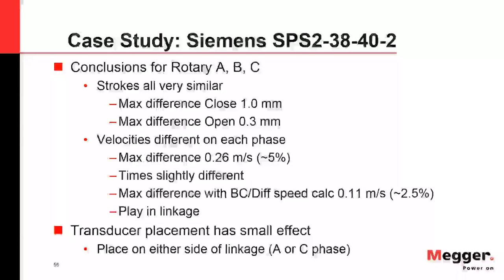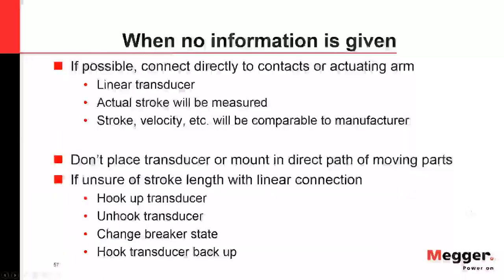So I think we're winding down on time here, but a couple of things I want to go through. I've showed you multiple different connections. I showed you that you can use a rotary, you can use a linear, and as long as you're converting correctly, you're fine. But what should you do when no information is given? You always want to consult with the manufacturer, look in the manual, and get whatever information you can. But if you can't, you want to go through and make the best decision you can for that transducer.